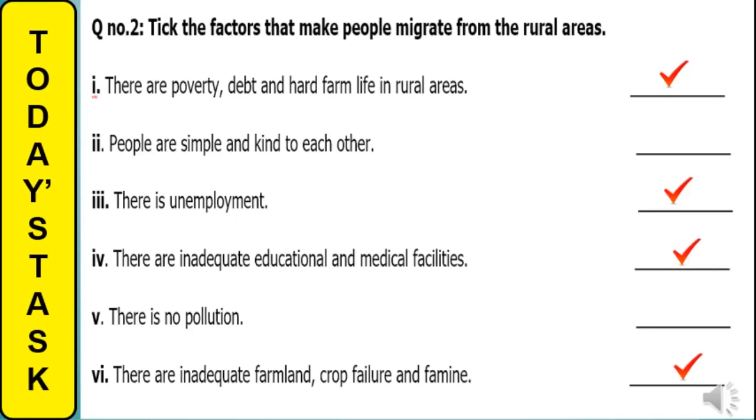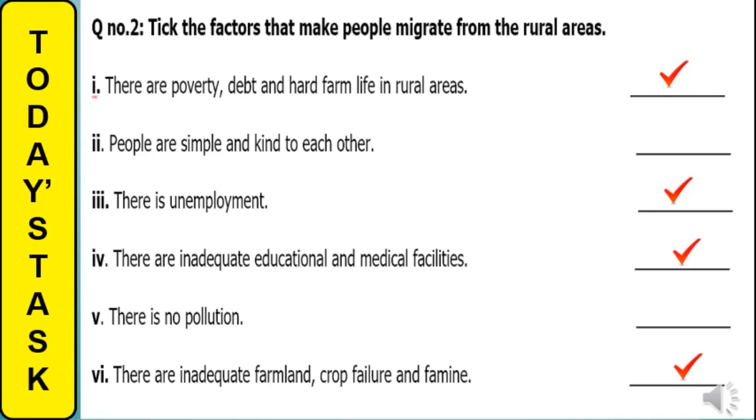Fourth, there are inadequate educational and medical facilities. And that is also true and one of the factors कि वहाँ पे educational facilities और medical facilities नहीं होती. Fifth, there is no pollution. ये फैक्टर जो है वो टिक नहीं होगा because it has nothing to do with the migration.